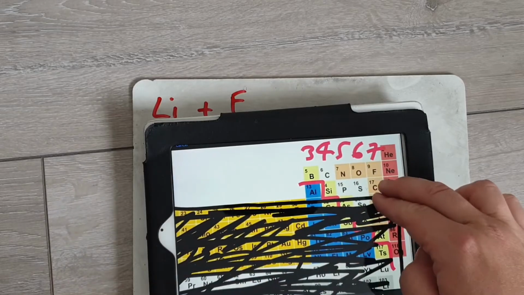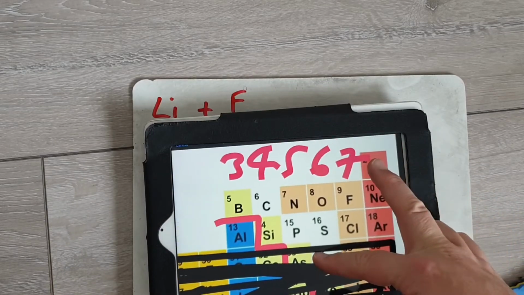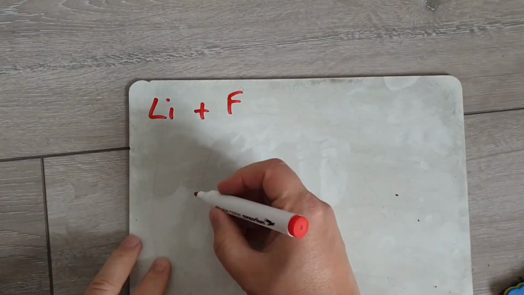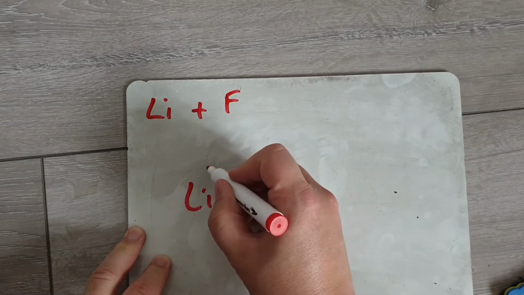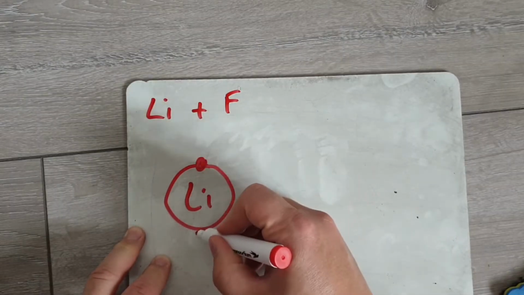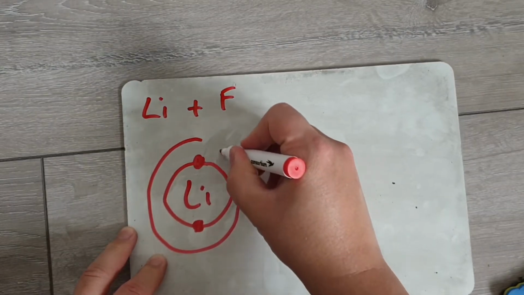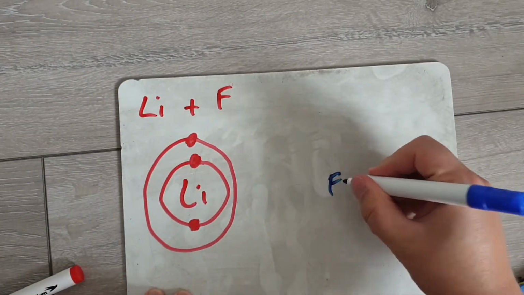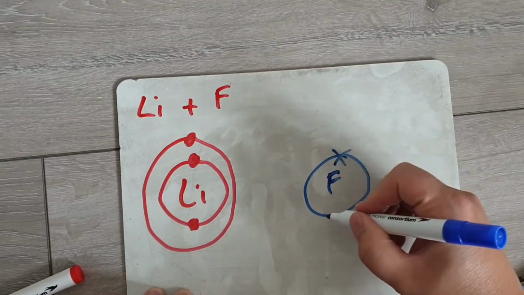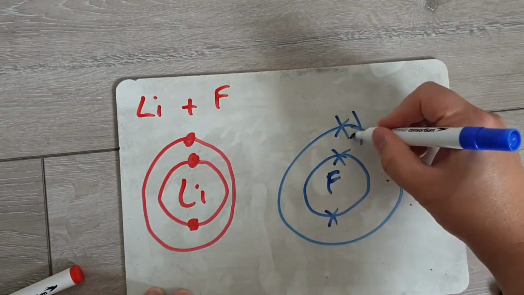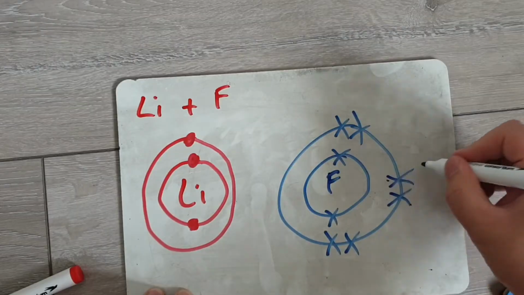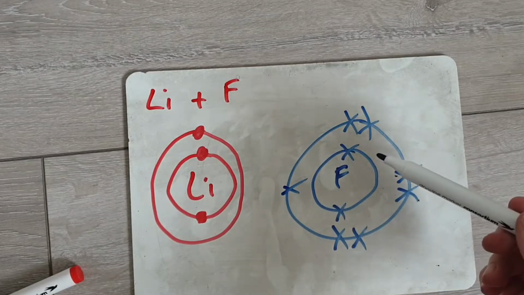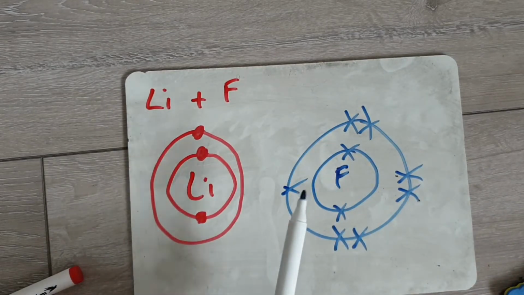If we go over to fluorine, fluorine is in group 7 and it's got 9 electrons. So if I'm going to draw those just for a second, we said lithium had 3 electrons: 1, 2, 3. And fluorine had 9: 1, 2, 3, 4, 5, 6, 7, 8, 9. So 1 on lithium's outer shell, 7 on fluorine's outer shell. Both of these are unstable because they want a full shell.